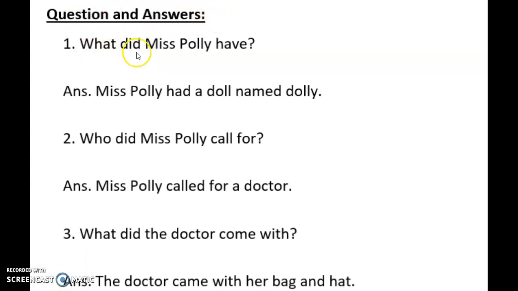What did Miss Polly have? Miss Polly had a doll named Dolly. Second question, who did Miss Polly call for? The answer is Miss Polly called for a doctor. Third question, what did the doctor come with? Answer is the doctor came with her bag and hat. Please copy this in your classwork and learn them.